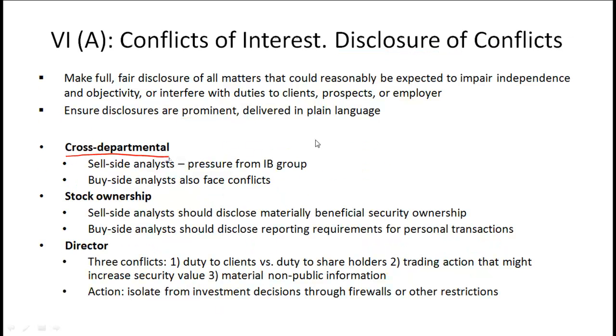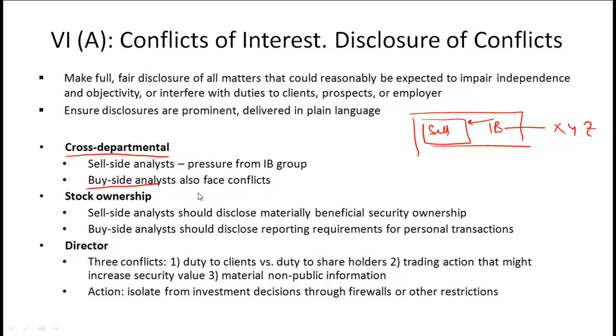These conflicts are within a given firm. If you are, say, a sell-side analyst in the research department making recommendations on buying and selling of securities, there might be pressure on you from the investment banking group, which, let's say, has a relationship with XYZ company. So there would be pressure on you to make positive recommendations related to XYZ. So what are the disclosures that you need to make? If your organization has any sort of relationship with the securities that you are covering, that needs to be disclosed. There might also be pressure on buy-side analysts.